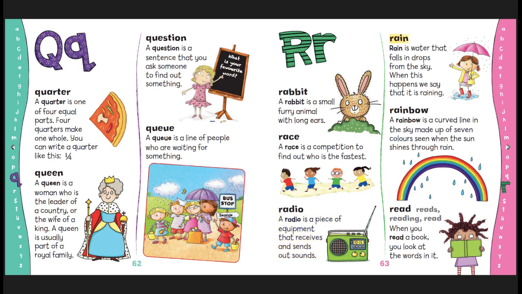Rain. Rain is water that falls in drops from the sky. When this happens, we say that it is raining. Rainbow. A rainbow is a curved line in the sky made up of 7 colors seen when the sun shines through rain. Read. Reads, reading, read. When you read a book, you look at the words in it.